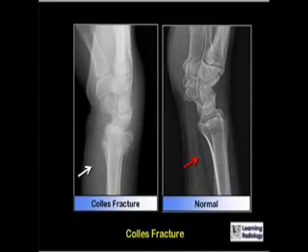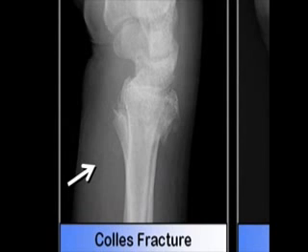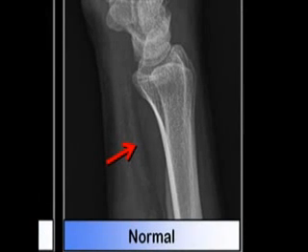On the left, the white arrow is pointing to complete obliteration of the pronator quadratus fat plane in a patient who has an obvious fracture of the distal radius. This is a Colles fracture. The normal fat plane is shown here.